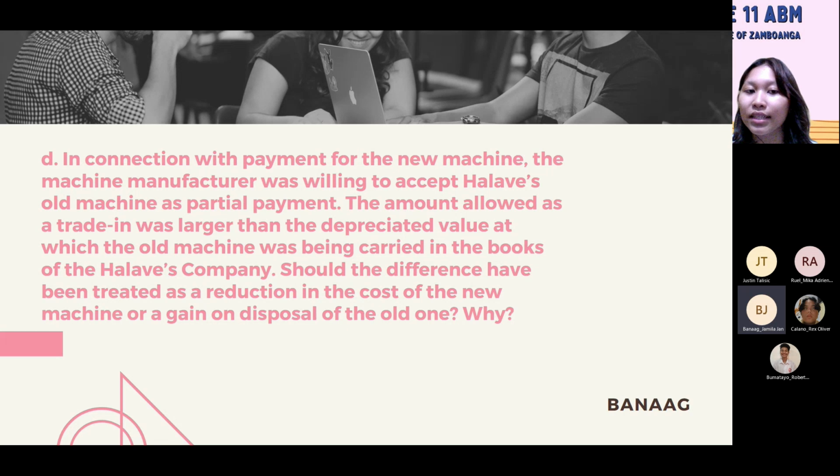It should be treated as a reduction in the cost because of the two following reasons. First, the machine is fully depreciated, and second, the machine manufacturer allows Halabe to use the old machine as a partial trade. This means that instead of additional payment for the new machine bought, we got a partial discount in the trade.